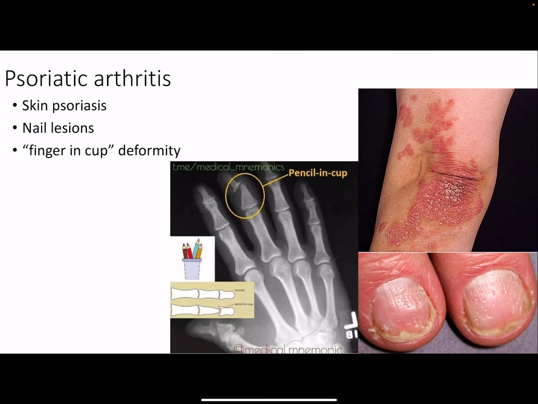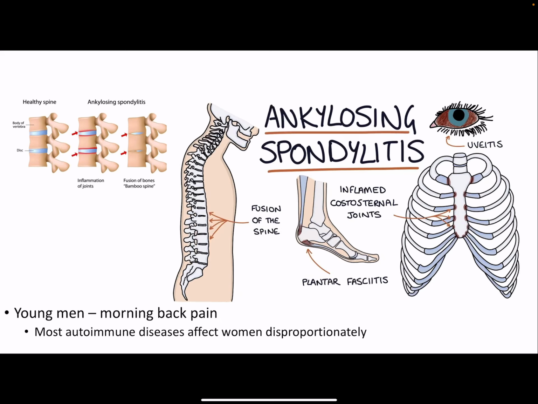Psoriatic arthritis, so psoriasis is just the skin condition, and sometimes you get something called nail lesions. You can kind of see here these little bumps all over, so the nail lesions. And then the pencil-in-cup deformity is very telling. So the joints here, that's like a pencil, and this is supposed to be like a cup. It's not a great picture here, but this is maybe a better representation: pencil-in-cup deformity on an X-ray.